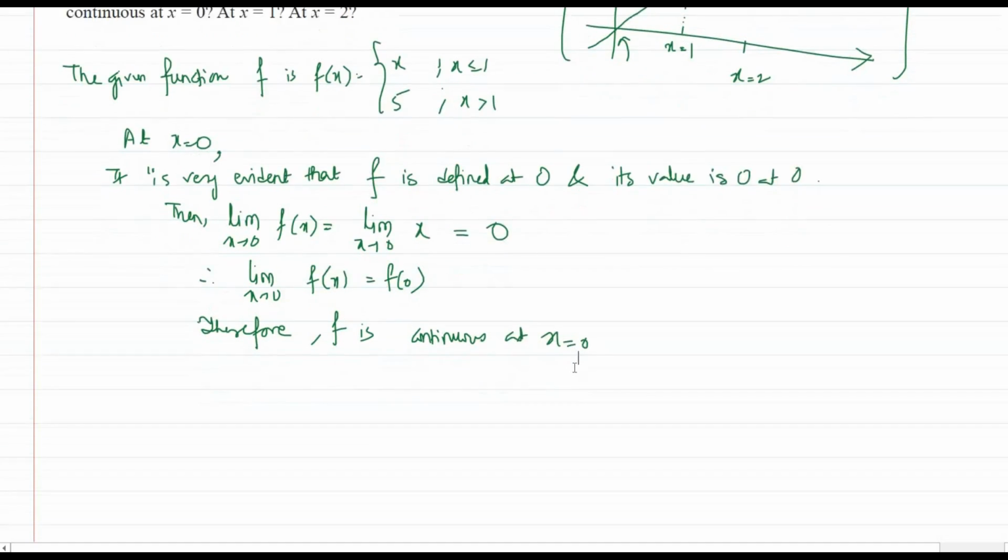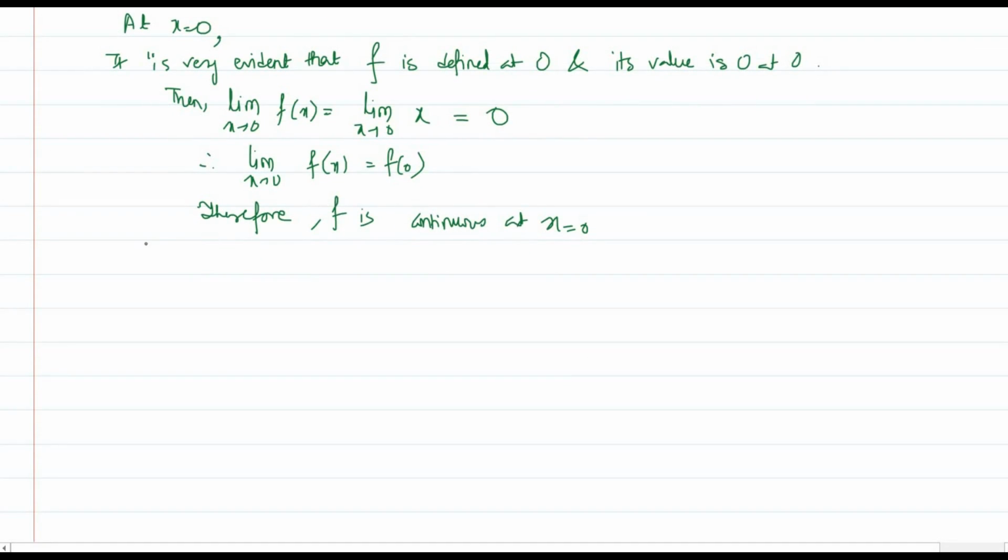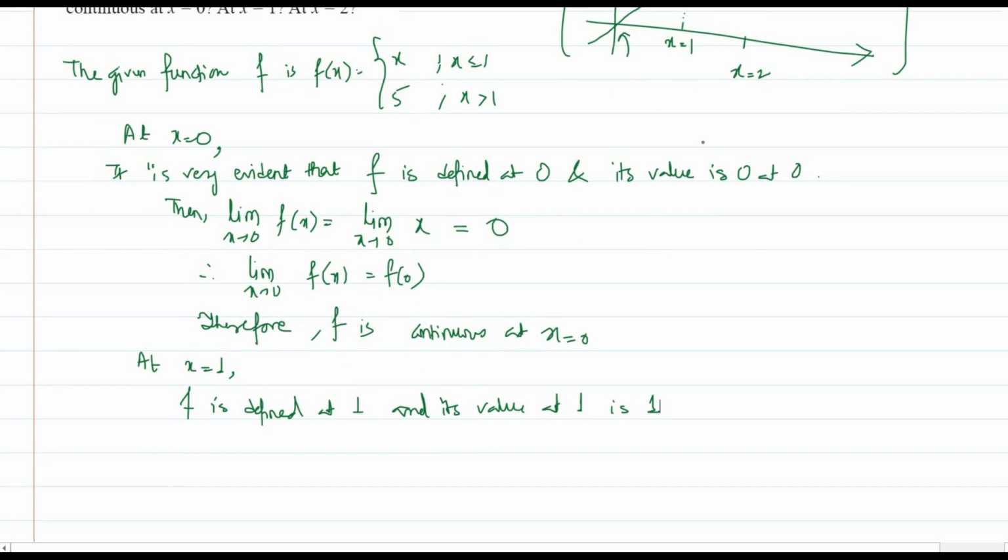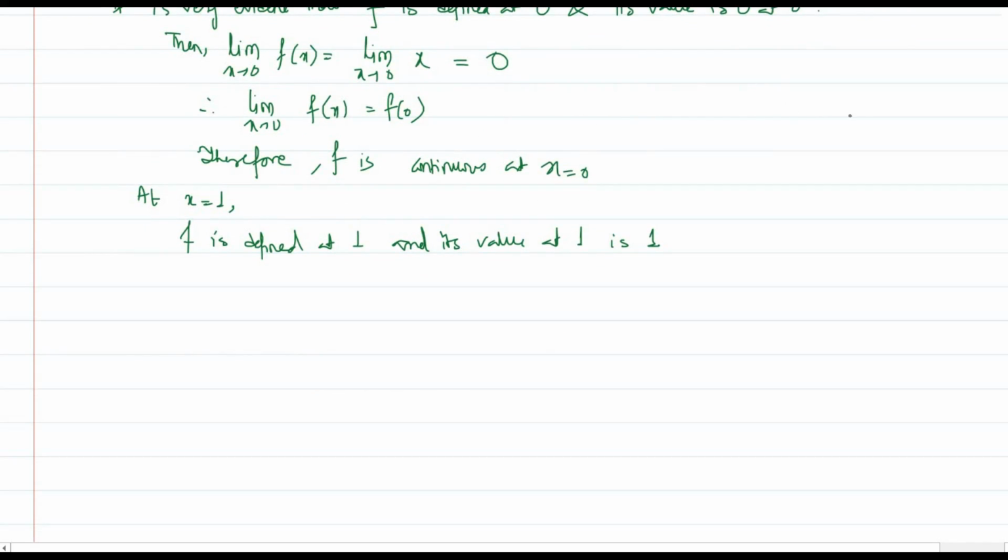Now let us check the same for x equal to 1 in the same way. So I am not going to explain it so much because it's literally a waste of time. f is defined at 1 and its value at 1 is 1, because for x less than or equal to 1 we have the value of the function defined as x. So for x equal to 1 also we have f(x) is equal to x. So f is defined at 1 and its value at 1 is 1.